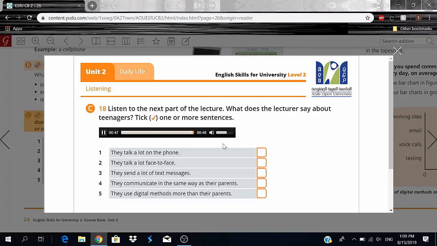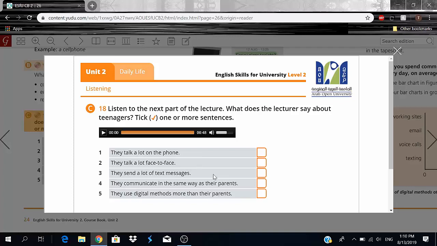Okay, so this is obviously an indirect way of saying that they send a lot of text messages, you guys. I hope you're able to get that. I'm going to play it one more time, but give me a second to elaborate more on why I chose they send a lot of text messages. He said that they don't really talk a lot on the phone, okay? And teenagers don't talk a lot face to face, that's a fact. And he said that they don't really communicate in the same way as their parents, but he never mentioned that they use digital methods more than their parents. I mean, they probably do, but he never said it, right?